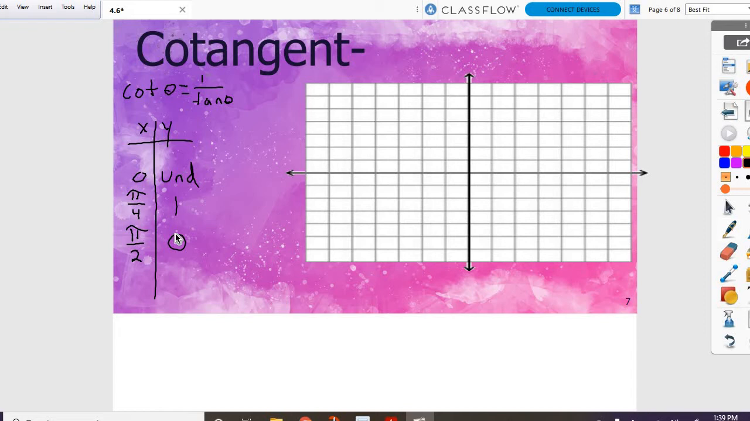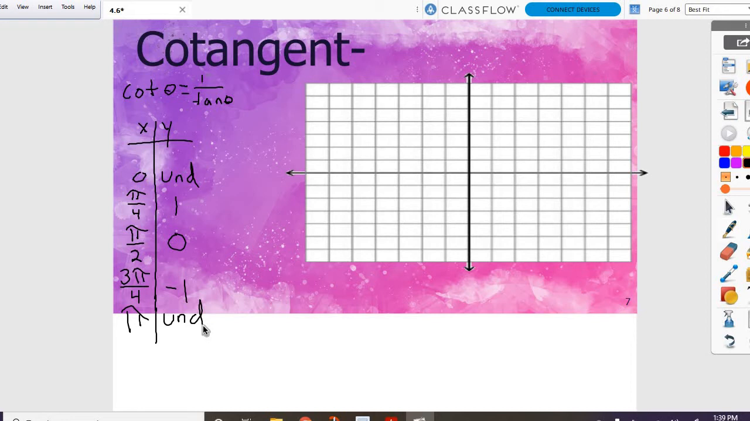Then at 3 pi over 4, it would be -1 for tangent. And then if I take the reciprocal of that, it's still going to be -1. And then lastly, for pi, we would have 0 for tangent. So again, if we take the reciprocal of that, it will become undefined.